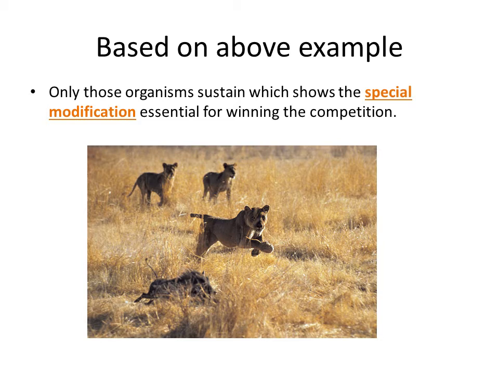Now, based on the above example of natural selection, Darwin says only those organisms sustain which show the special modification essential for winning that particular competition to live. So, the organisms which have special modification only win the competition.